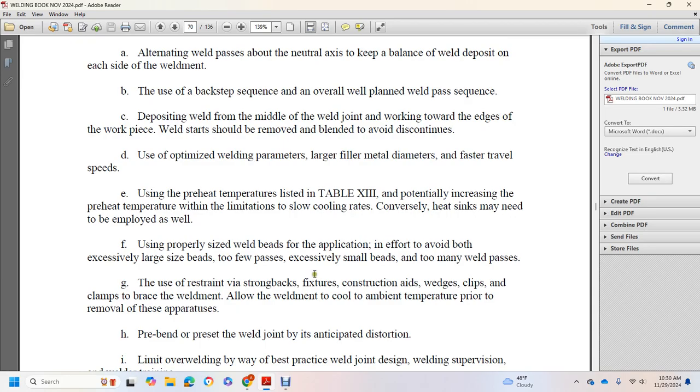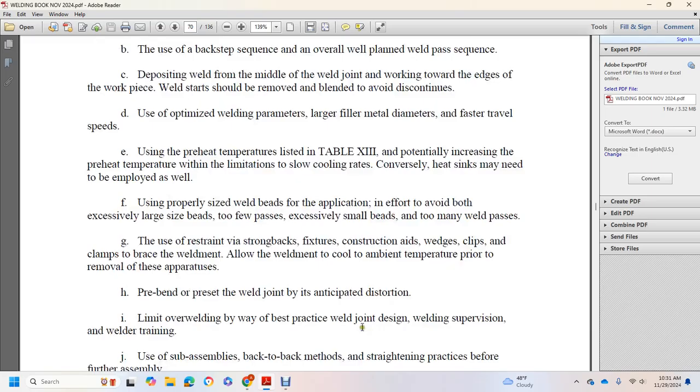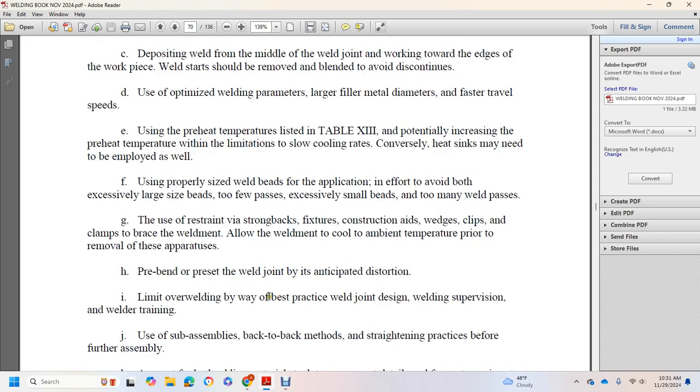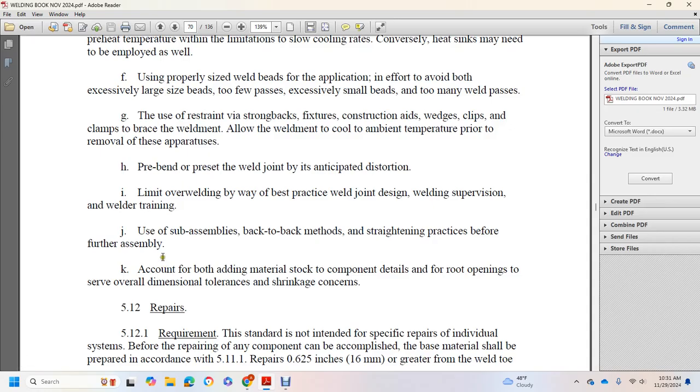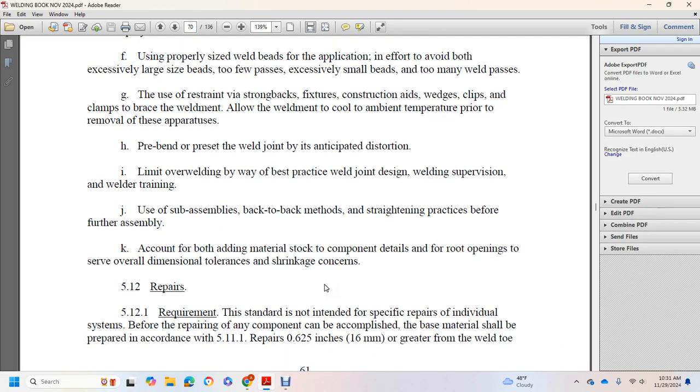Use restraint with strongback fixtures, construction aids, wedges, clips, and clamps to brace the weldment. All weldments should cool to ambient temperature prior to removal of the apparatus. Pre-bend and preset: weld the joint with anticipated distortion, limited to overwelding, by way of best practice weld joint design, weld supervision, and weld training. Use subassembly back-to-back methods and straightening practices before further assembly. Account for both material stock and component details, and root openings, to serve overall dimensional tolerance and shrinkage concerns.